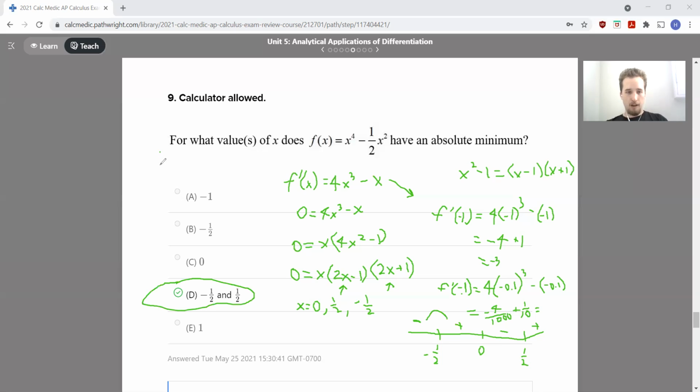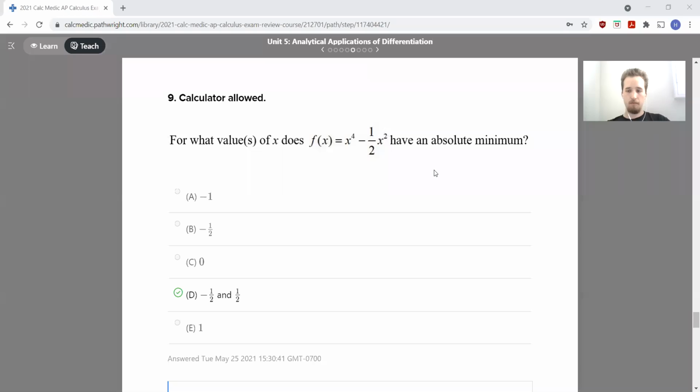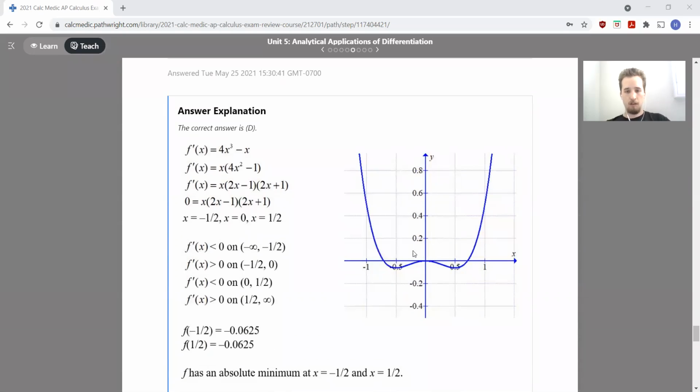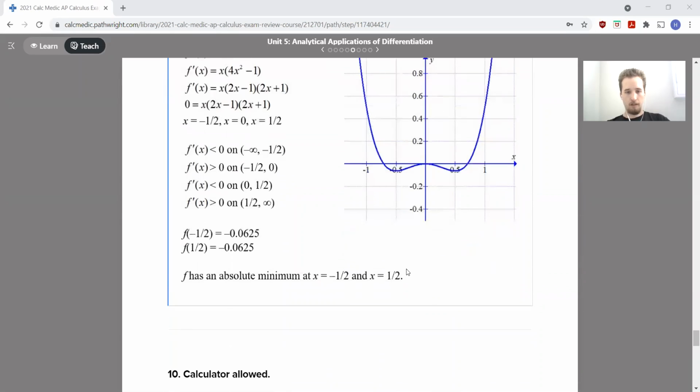And because you have your calculator, you can plug this in. You'll get some type of function like this, and you'll see that these two are the absolute minimums because the function increases on both sides at the very ends. So yeah, let me move on to the last one.